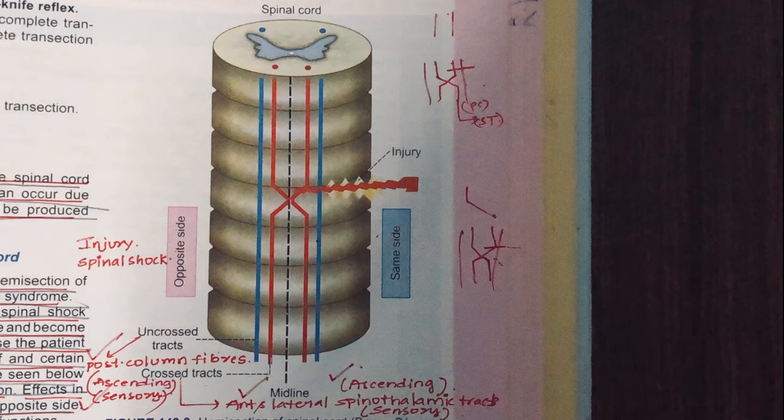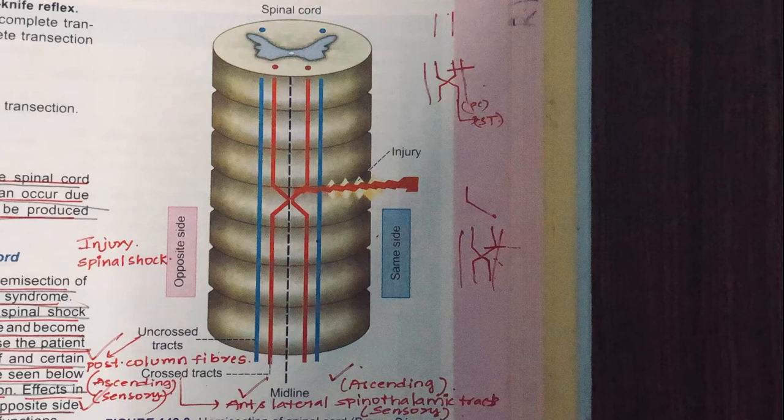So below the level of the lesion, on the same side, the sensations lost are fine touch, tactile localization, tactile discrimination, vibration, and stereognosis, and the sensations retained are the ones carried by the spinothalamic tracts, that is crude touch, pain, and temperature. But on the opposite side, below the level of the lesion, you lose the sensations carried by the spinothalamic tracts, that is crude touch, pain, and temperature. The sensations retained are the ones carried by the posterior column fibers.